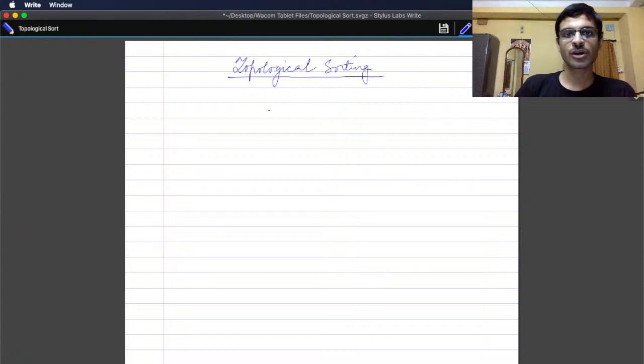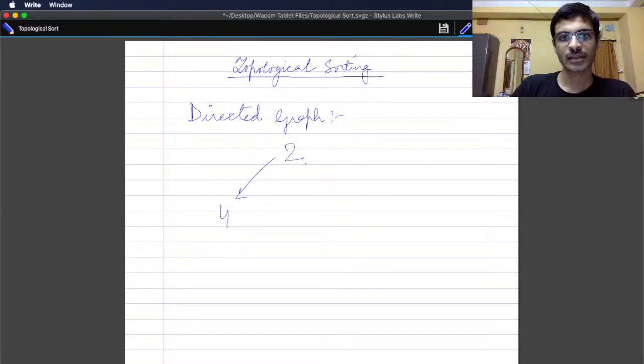Suppose you have a directed graph which looks something like this. You have 2, suppose 4, and then you have 1, and then you have 3, and then something like this. You have 5, and maybe you have 6, and you have something like this.